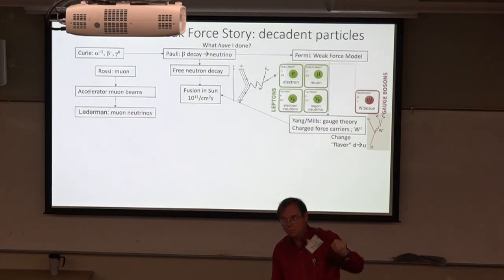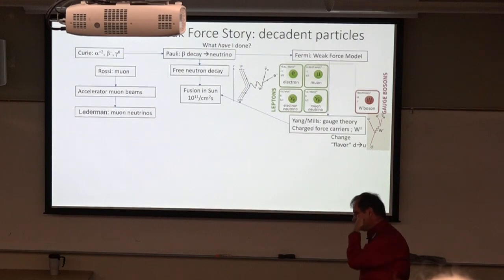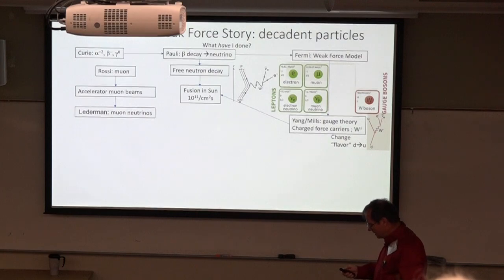That's why it's a really, really weak force. You could have 10 to the 11th, 100 billion neutrinos go through every second, and you don't even notice it.